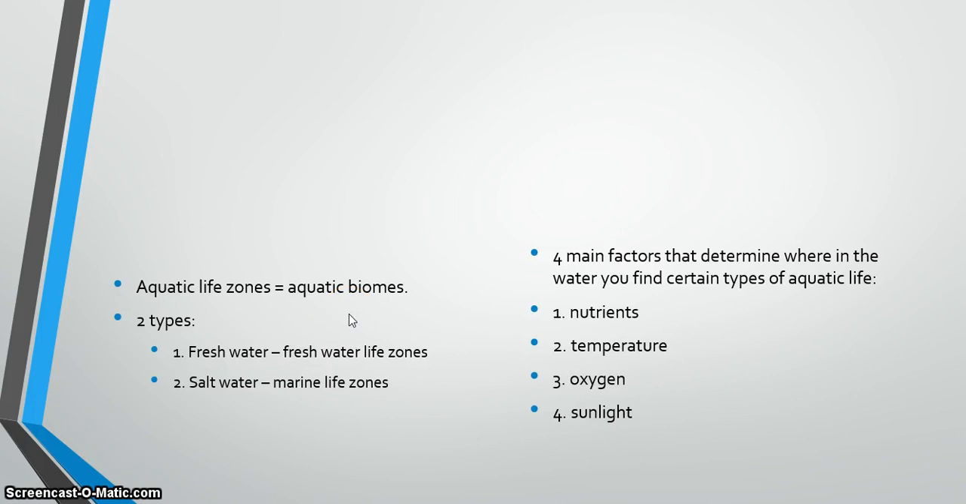Aquatic life zones, that's what we call aquatic biomes, aquatic life zones. There are two main types of aquatic life zones, freshwater and saltwater. The difference is that saltwater has salt in it. It has a higher salinity.